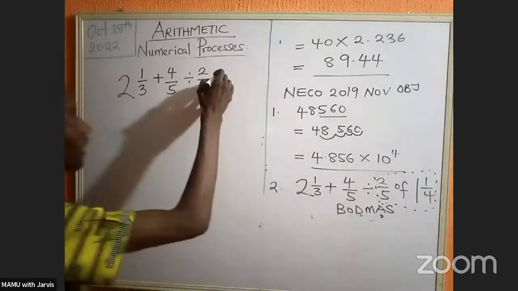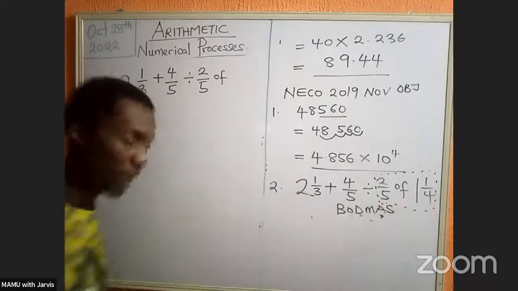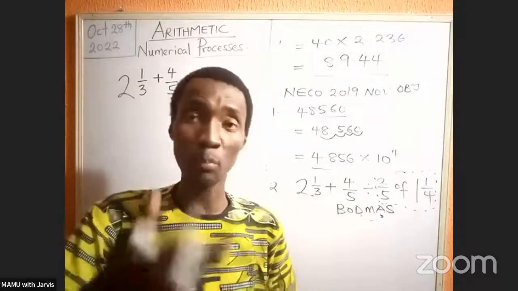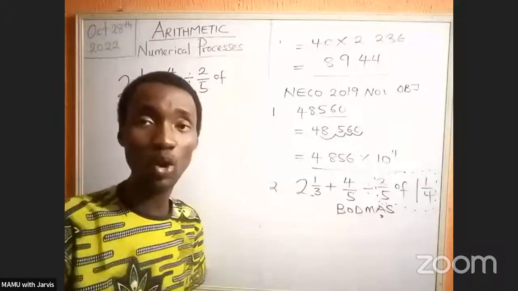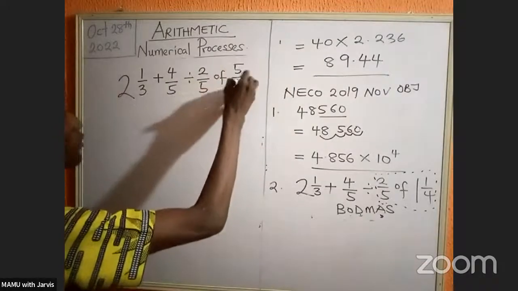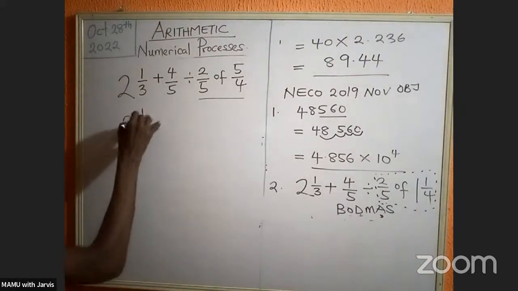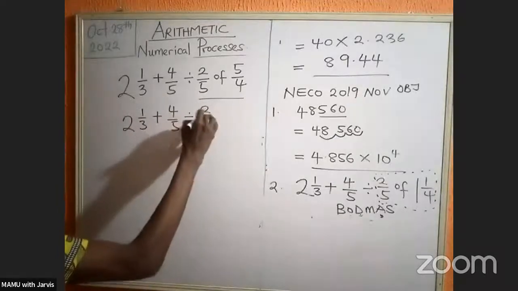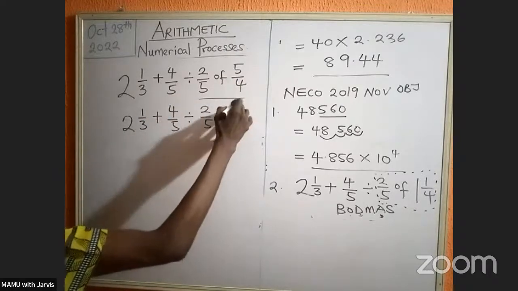Off. I still reserve the off and then change this to what? Improper fraction. Anytime you're going to multiply or divide, you must keep it in improper mode. We multiply and divide in improper mode, but we add and subtract in what? Mixed mode, right? So this will be what? 5/4. I'll deal with this. So this will be what? 2 1/3 plus 4/5 divided by what? 2/5 times what? 4 times what?